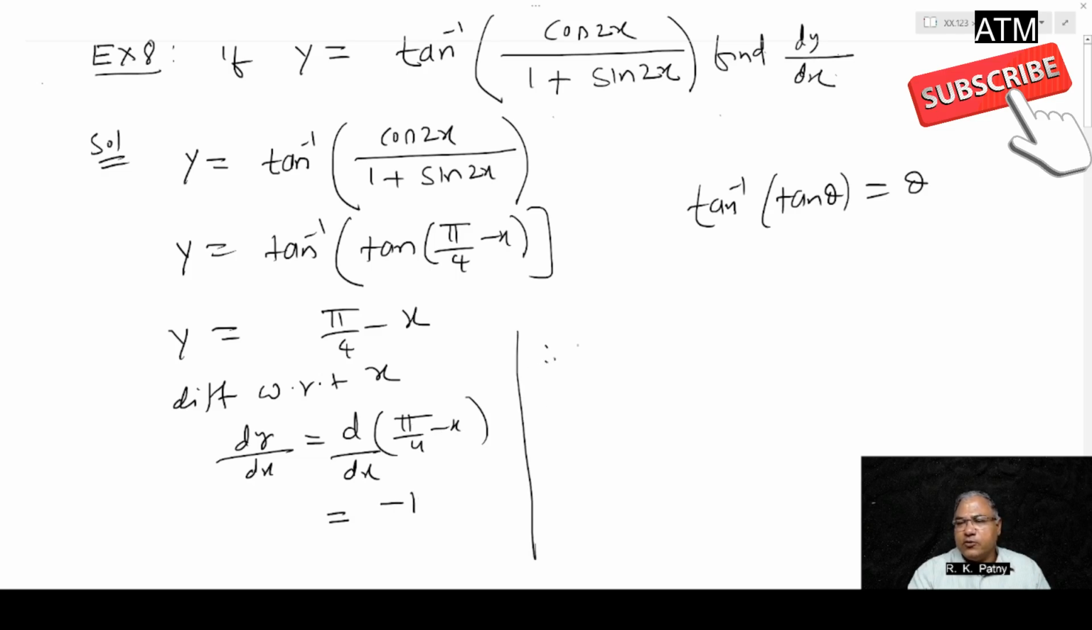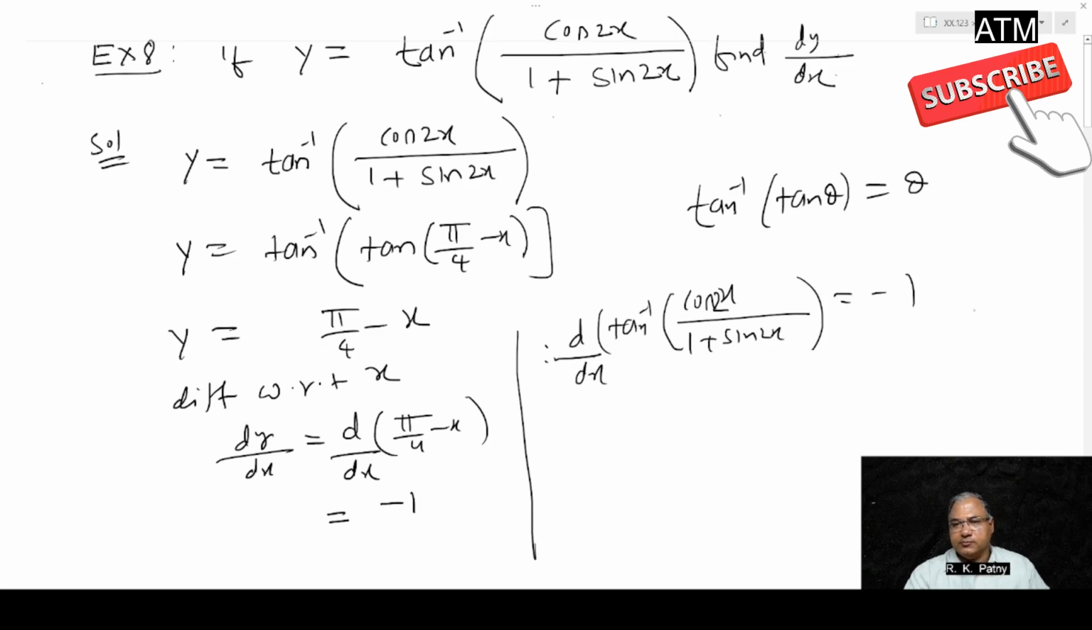Therefore, differentiation of tan inverse of (cos 2x upon 1 plus sin 2x) with respect to x equals minus 1. This is the required solution.